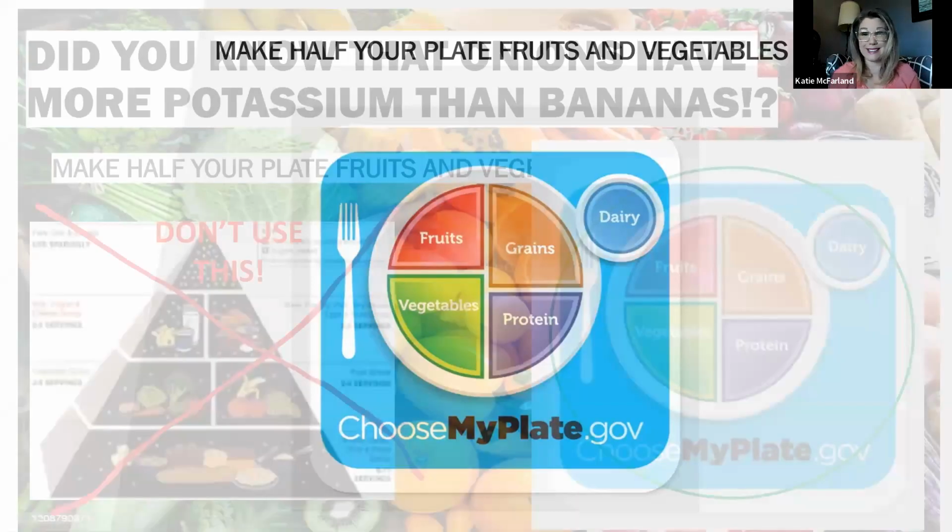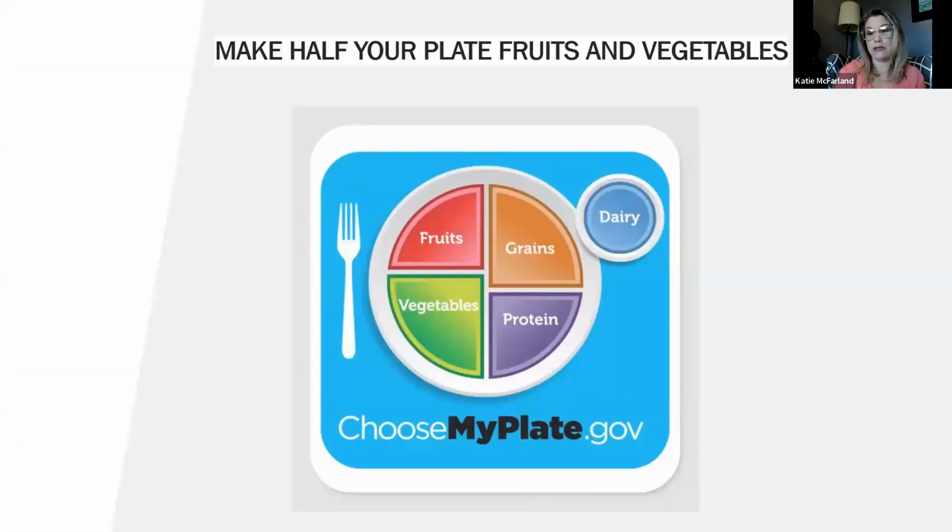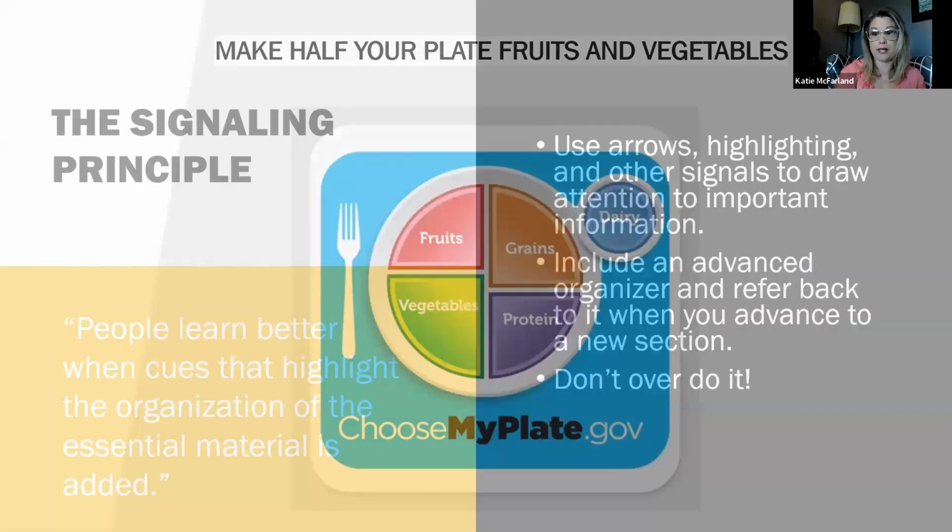But when you look back at this, is that what you're seeing, and that's what you're remembering? Because a lot of people, when they see this, think, oh wait, onions have more potassium than bananas, that seems important for me to know. But what I'm really trying to teach my learners is how to use their MyPlate correctly. And with all the extra stuff going on in the background, it's hard for the learners to see that.